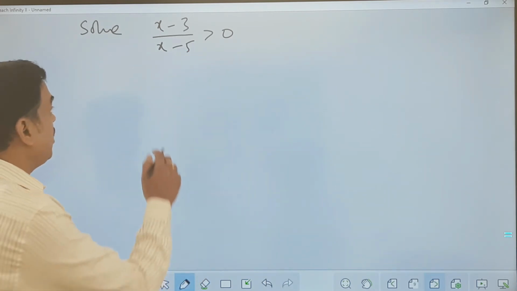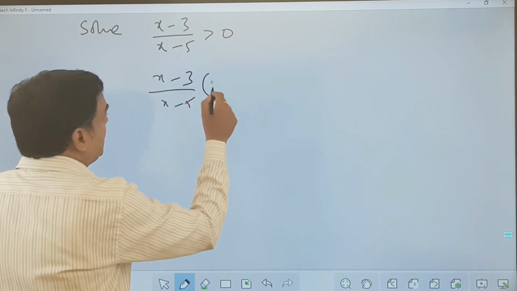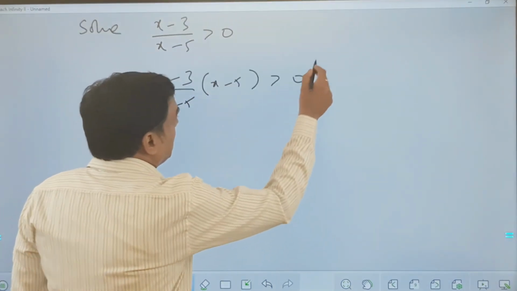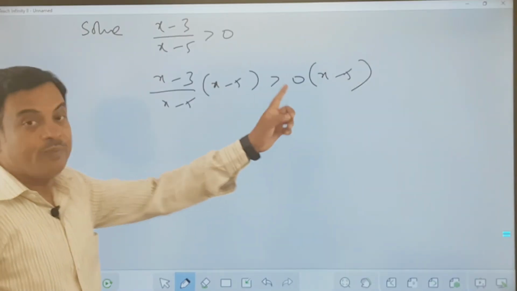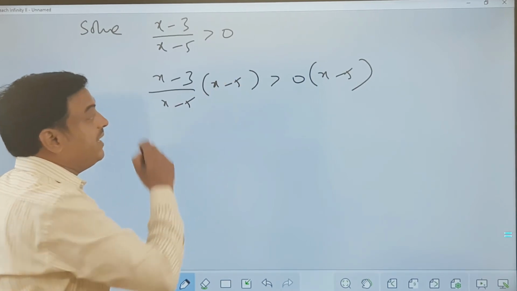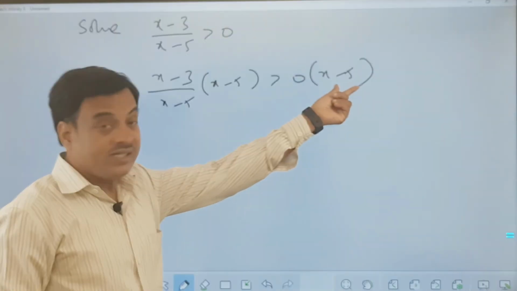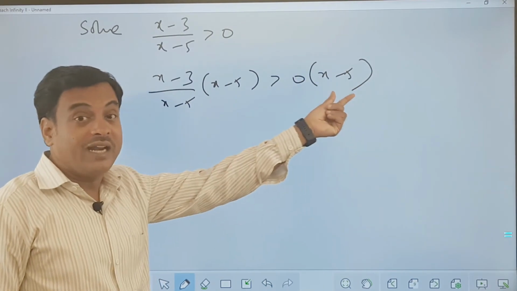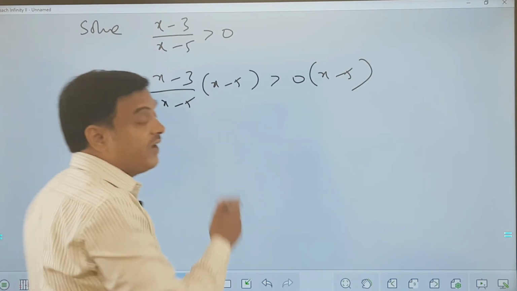See, cross multiplying on both sides, cross multiplying means what? Technically, you are trying to multiply x minus 5 on both sides. This is called cross multiply actually. So you want to actually eliminate x minus 5 as denominator, right? So you can multiply, friends, when I am sure that both the sides are positive, right? Am I sure that x minus 5 is always positive?